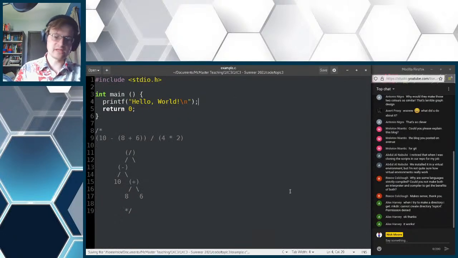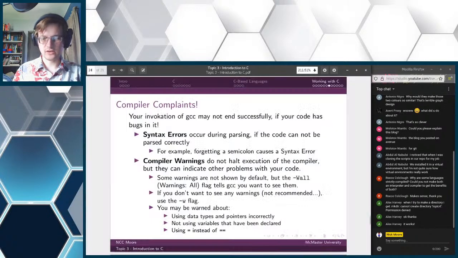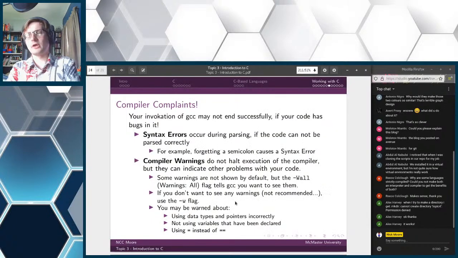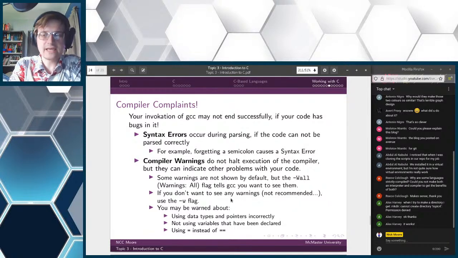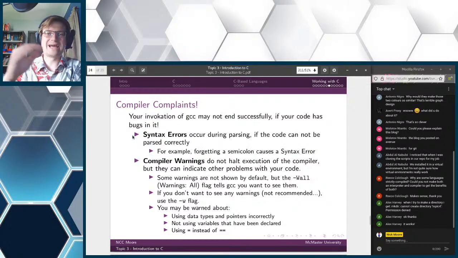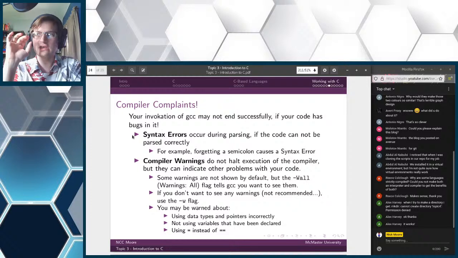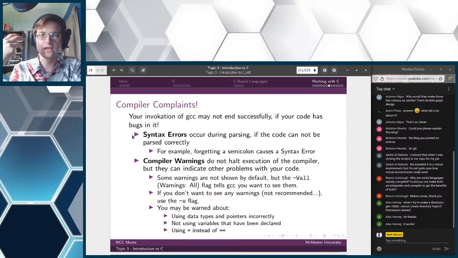What syntax error means generally is that the code does not comply with the grammar of the language. So it's like making a grammatical mistake in English, except human beings are much more forgiving of grammatical mistakes than computers are. So syntax errors are generated by the parsing process. If the code cannot be broken down into the abstract syntax tree in the manner that the compiler expects, that constitutes a syntax error.